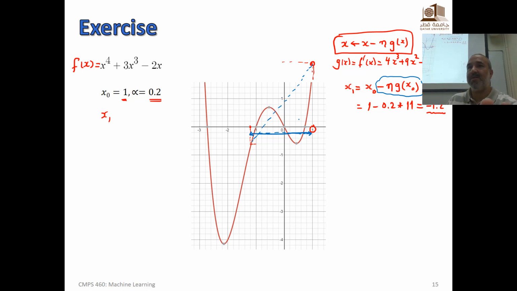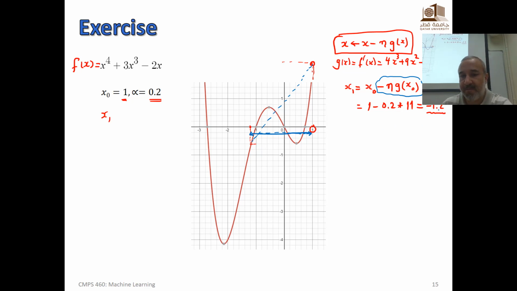Any question about what we did? Now, if we apply one more step, which direction do you think x will take? The new value, left or right? Left. Let's see. What will be the new slope? It will be positive or negative?